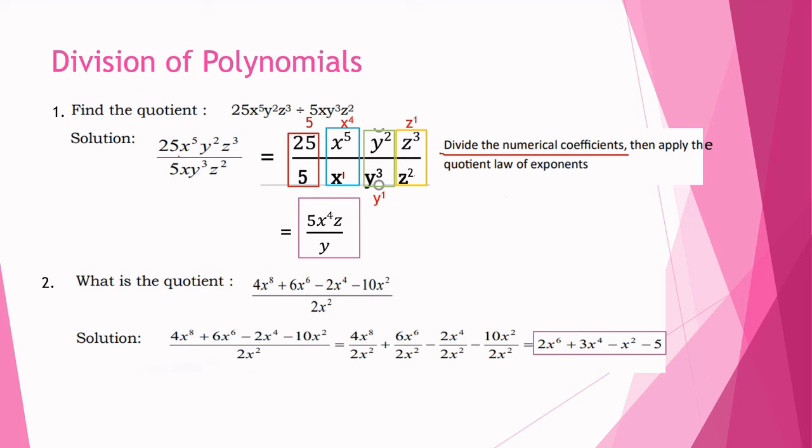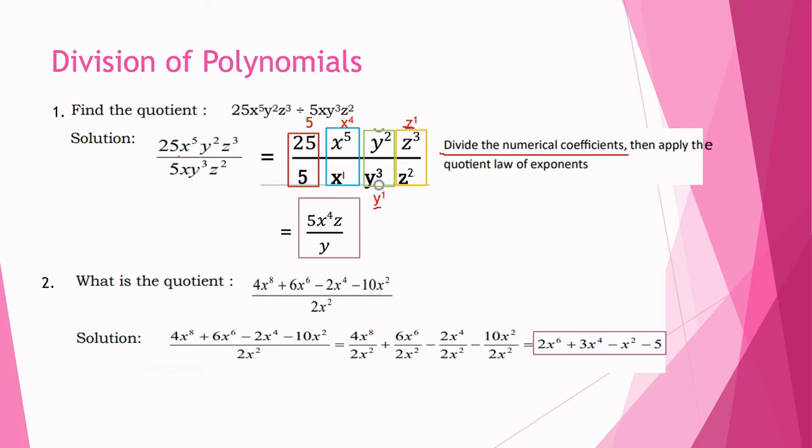Next, y squared divided by y cubed. So 3 minus 2 is 1. So you will write y in the denominator. Next is z cubed divided by z squared. 3 minus 2 is 1. So you will write z in the numerator. Okay, so we have now in the numerator 5x to the 4th z, and in the denominator we have y. So therefore the answer is 5x to the 4th z over y.